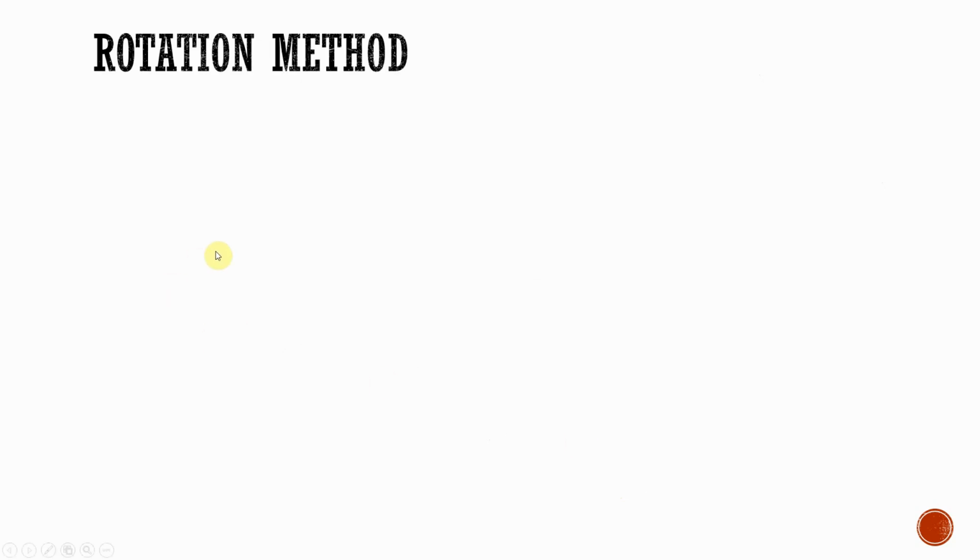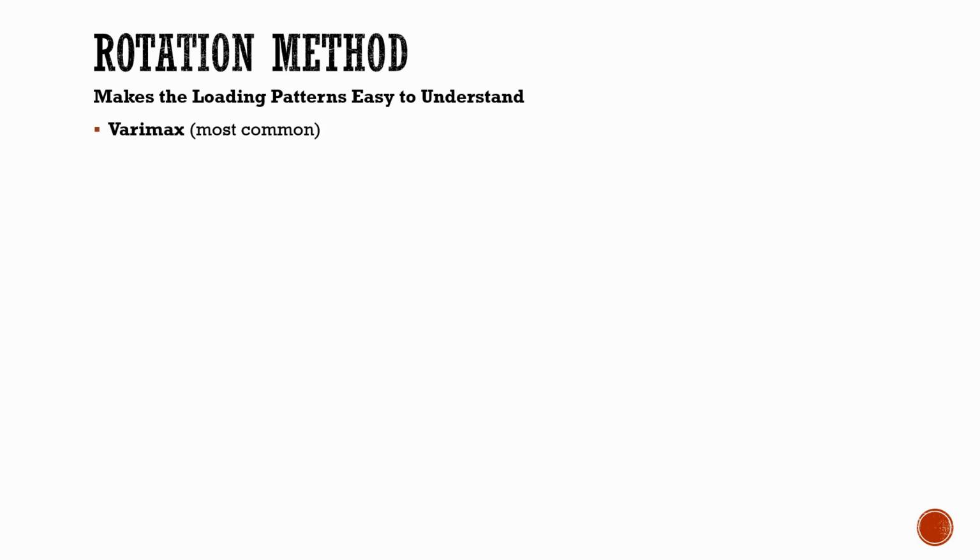Now this is particularly important. What rotation method shall we use? What it does is it makes the loading patterns easy to understand. It establishes to which particular dimension, to which particular factor a particular item would belong. Now Varimax, this is the most common method used, highly used, and most of the scale development papers that you will come across will be using Varimax.